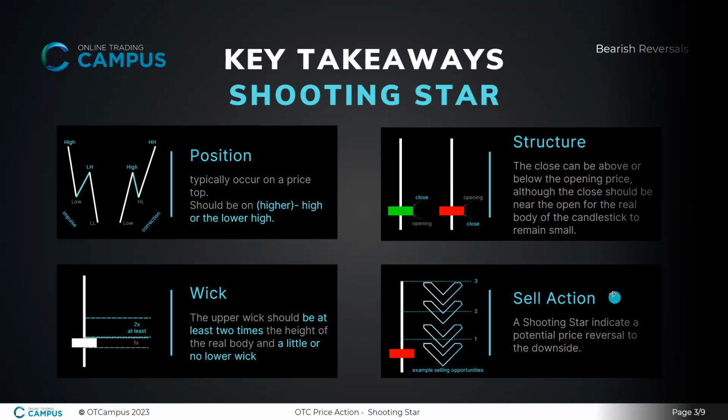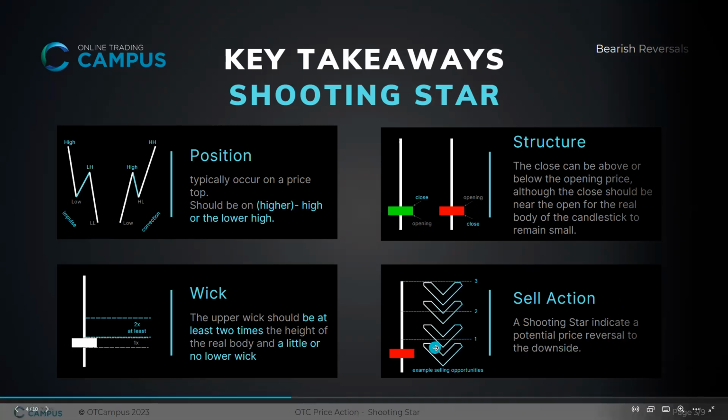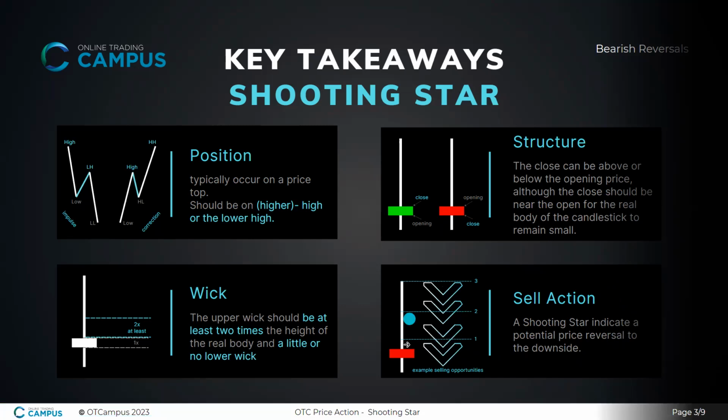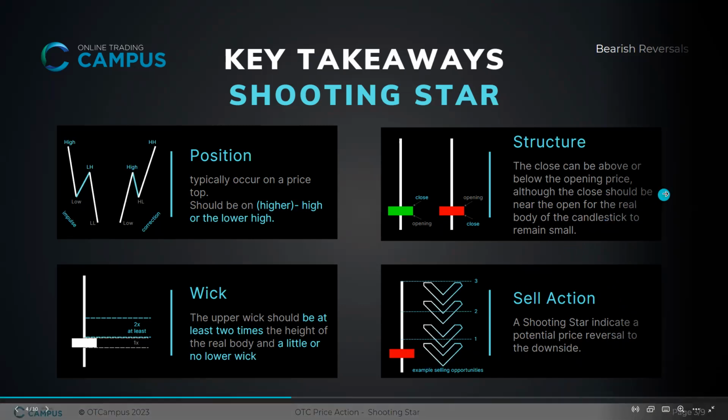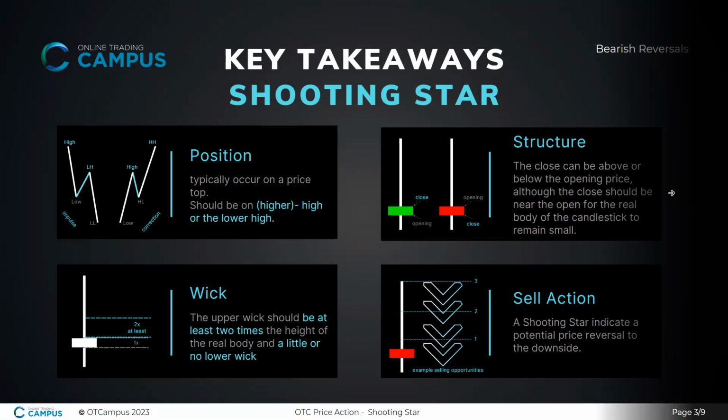Number 4 is sell action, guys. Welcome to our first sell action. A shooting star indicates a potential price reversal to the downside. That means here, in the example, we want to sell in the shooting star candle. That's it for the key takeaways for this shooting star.